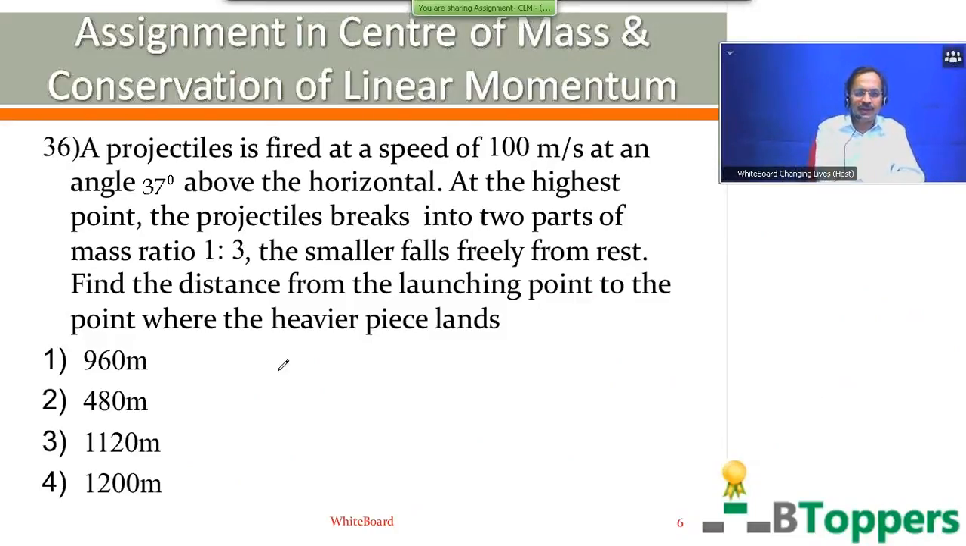So the horizontal range for the projectile, in case it does not explode, is given by horizontal velocity into time of flight. Horizontal velocity is equal to u cos theta. Time of flight is 2u sin theta by g. Of course, you can also use the formula u square sin 2 theta by g. That way also you can do.